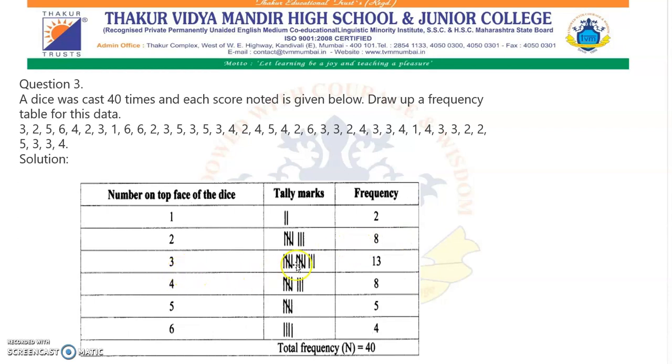3 comes how many times? 13 times, so frequency becomes 13. 4 comes how many times? 8 times, so frequency becomes 8. 5 comes how many times? 5 times, so frequency is 5. 6 comes how many times? 4 times, so frequency is 4. When we add this, we are getting total frequency 40.